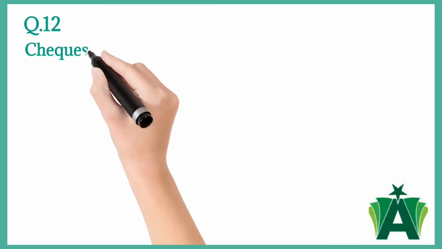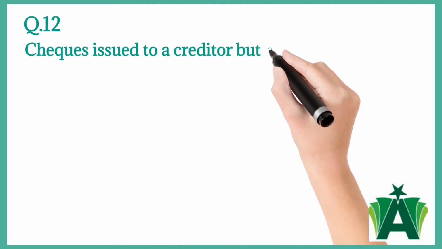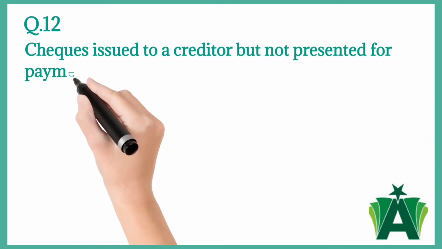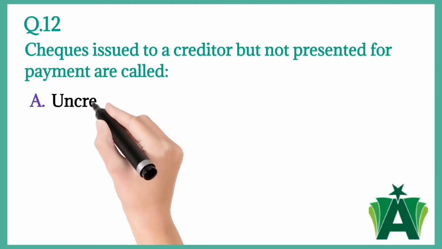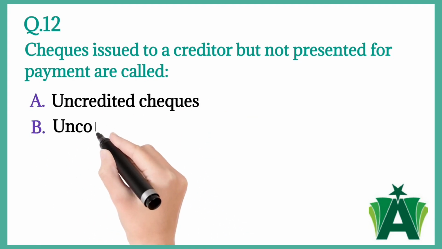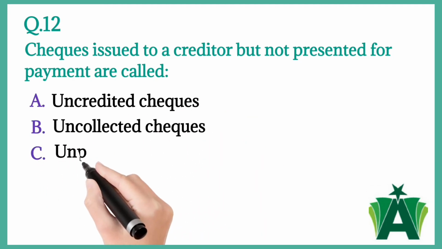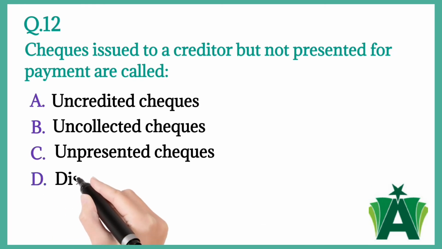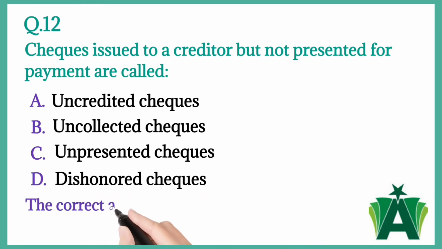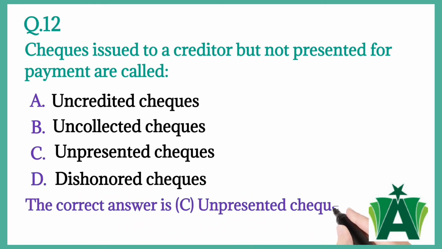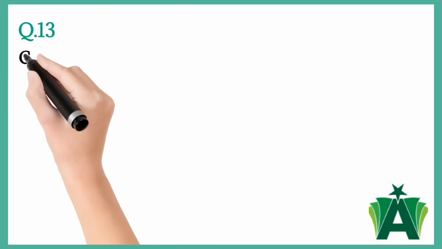Question number 12. Checks issued to a creditor but not presented for payment are called A. Uncredited checks, B. Uncollected checks, C. Unpresented checks, D. Dishonored checks. The correct answer is C. Unpresented checks.